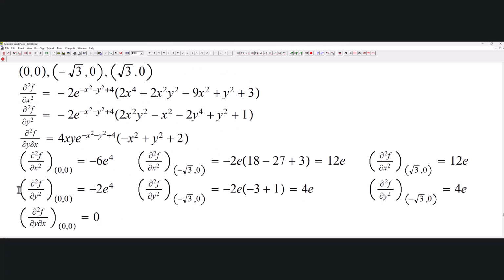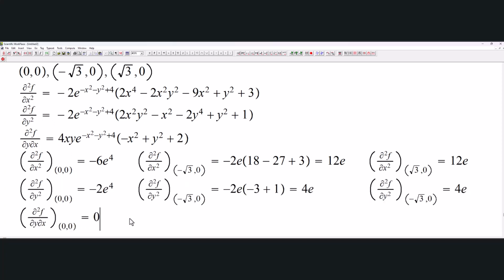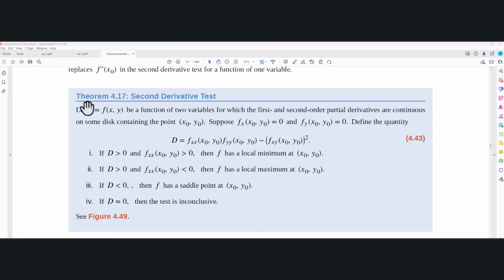So now what I have done is this. That is, I have substituted these critical point values in these quantities. And now let's go ahead and determine where we will have our local max, min, and saddle points, depending on the values of these quantities. So let's use the second derivative test as I just mentioned.